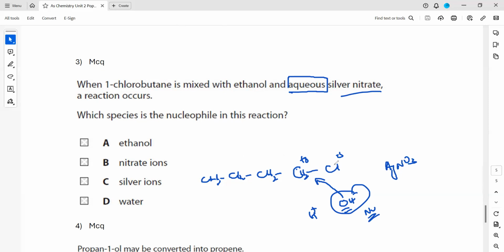So when the reaction happens, it will first form butanol, and then the chlorine will be removed and combine with silver to form silver chloride, which will be a white precipitate. If hydroxide was written, then we'd select the hydroxide. But because water is written, we select water, as the water breaks down into H plus and OH minus, and this OH is attacking the positive carbon, the positive center. That's why we call that a nucleophile. Is it clear? Question 3.